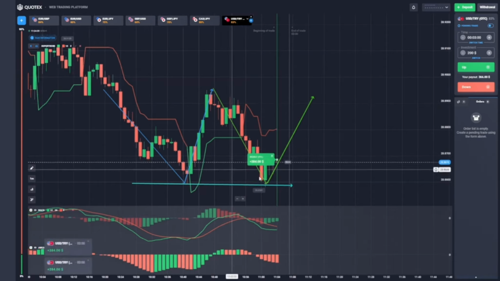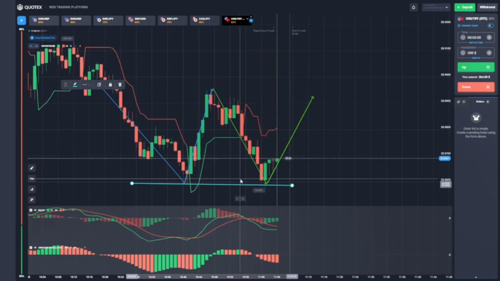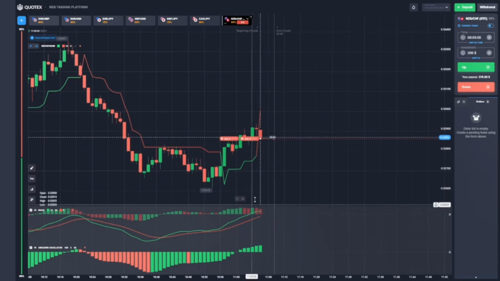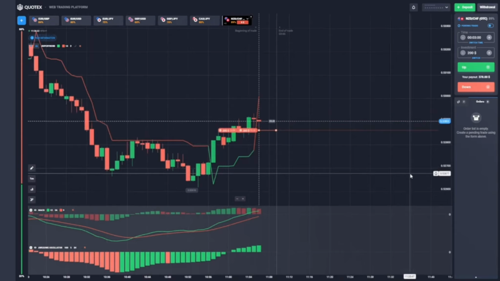And we made some nice profit there. Here's another sell entry here, and we have already taken the trades with 3-minute expiry time.